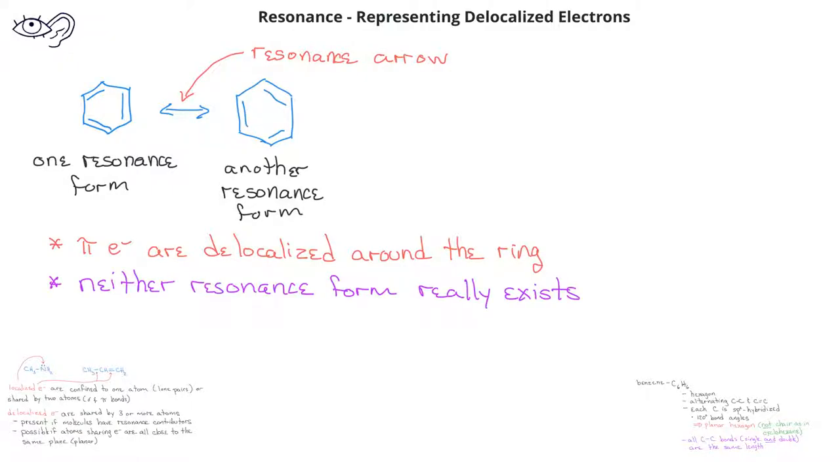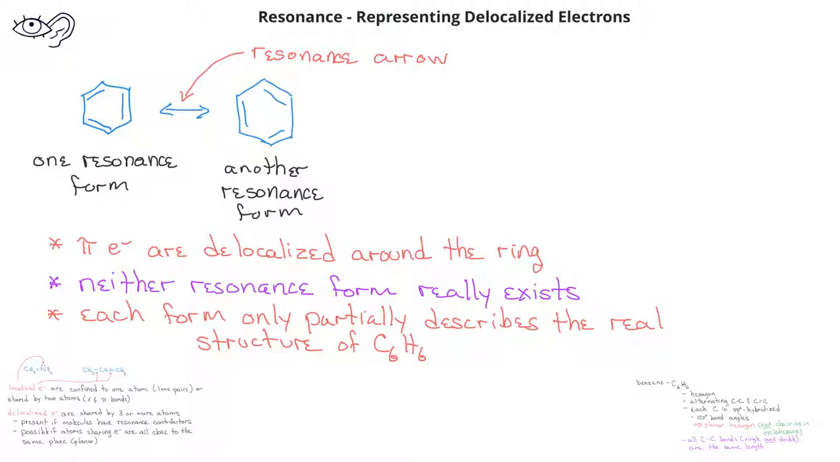Neither of these individual resonance forms exists to any extent in reality. Instead, each of these individual resonance forms only partially describes the structure of benzene. Because of this, benzene is sometimes written as a hexagon with a circle in the middle to indicate that the pi electrons, the electrons of the double bond, are evenly spread around the ring.